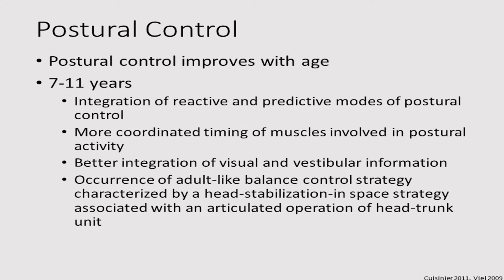And postural control will continue to improve with age beyond that 4 to 5 years old. So between 7 and 11 years, we have more adult-like balance strategies and control, a much more articulated strategy of the head and trunk unit, more coordinated timing of the muscles involved in postural control, and integration of reactive and predictive modes of postural control. So no longer just reacting in a feedback system, but more of a feed forward, really adapting and changing what they're doing to react to their environment.